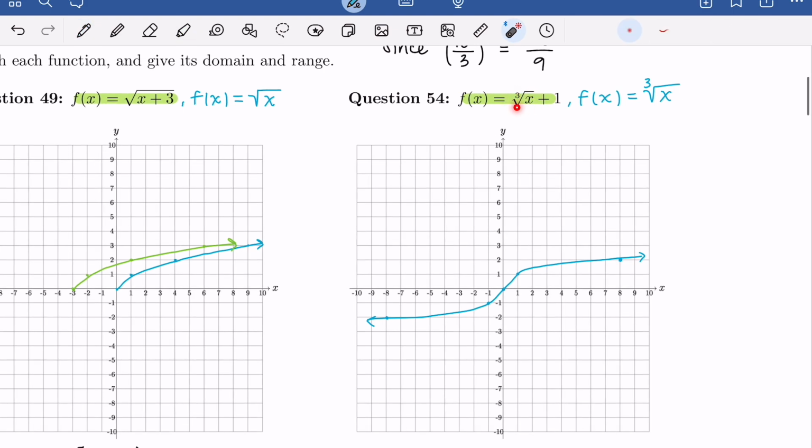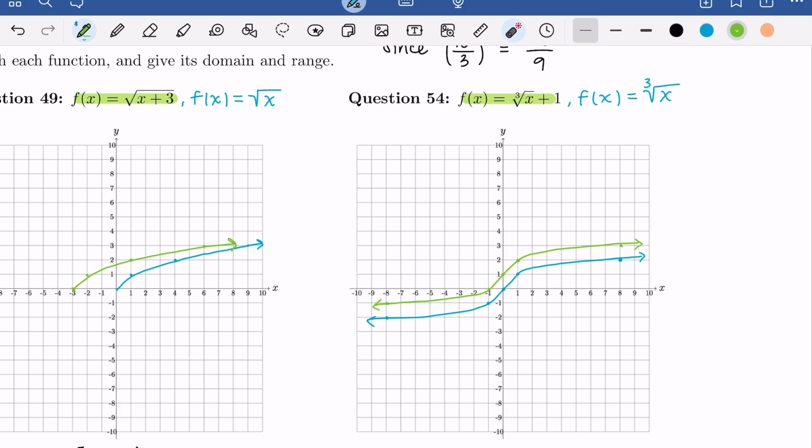Now what this is saying is that we're taking the third root of x and we're adding 1 to it. So what's happening is we're taking this parent function and we're moving 1 unit upwards. So all of these points here are going to move 1 unit upwards. So we're going to have a point here, here, and here, and then on this side, there, and there. So this is what our function in green here looks like.